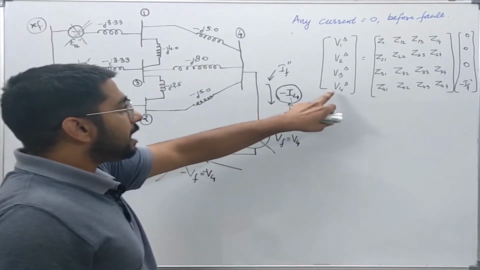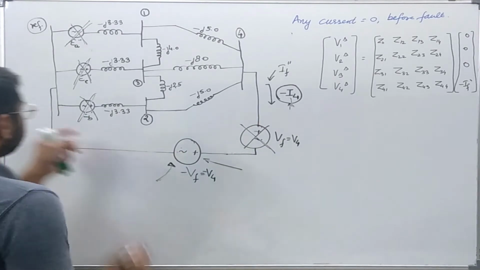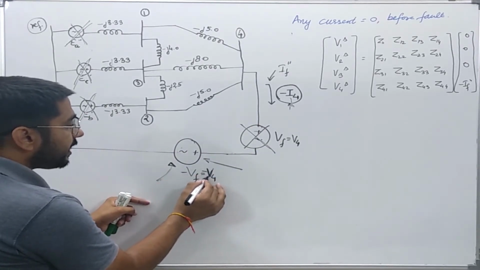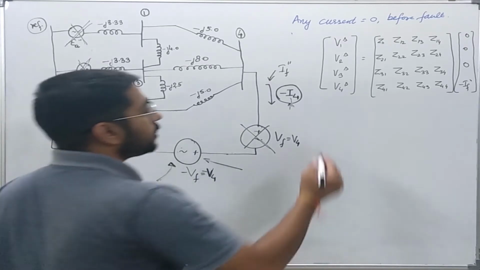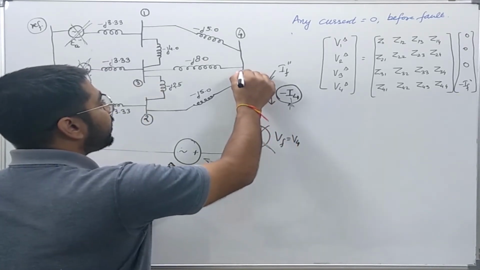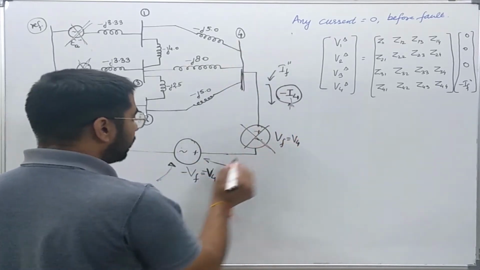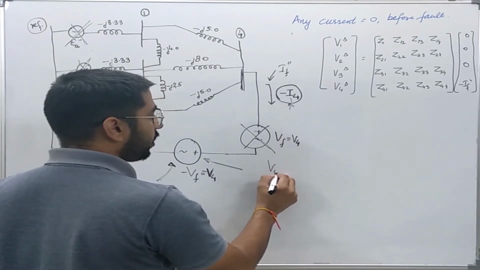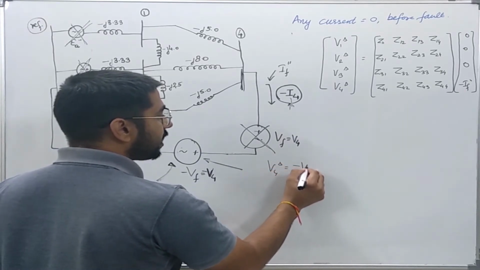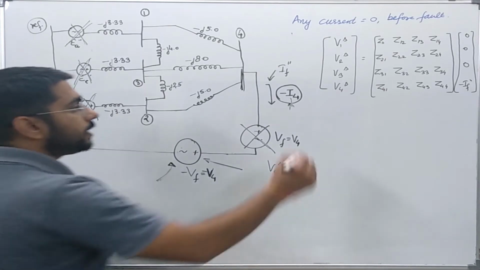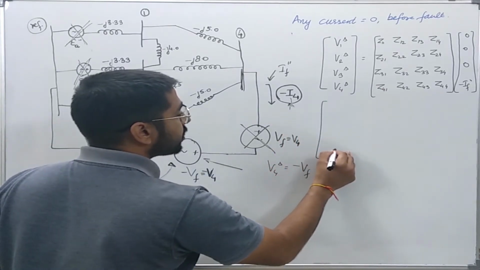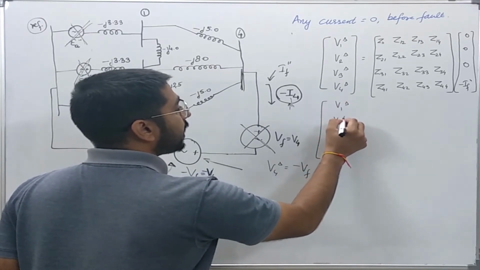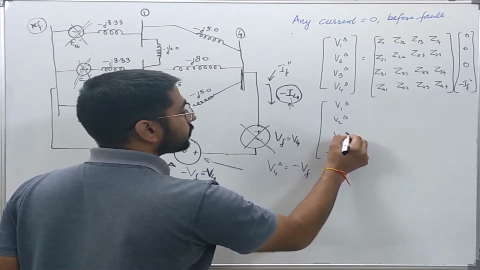So what will be the value of V4 delta? This is the reference bus and the voltage source connected is minus Vf. So the value of the bus voltage at bus number 4 will be equal to the value of this voltage source. So V4 delta is nothing but minus of Vf. I will write it here, minus of Vf, and all the others are V1 delta, V2 delta, V3 delta.